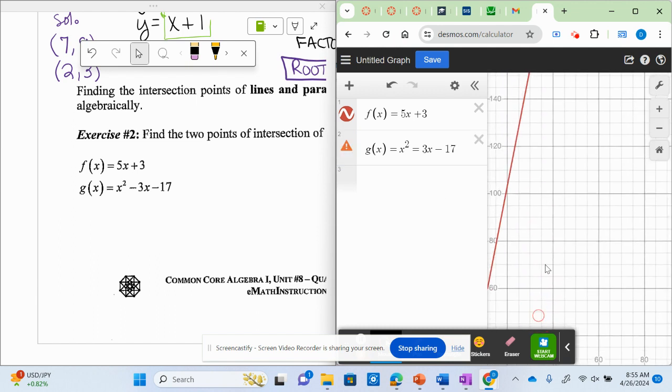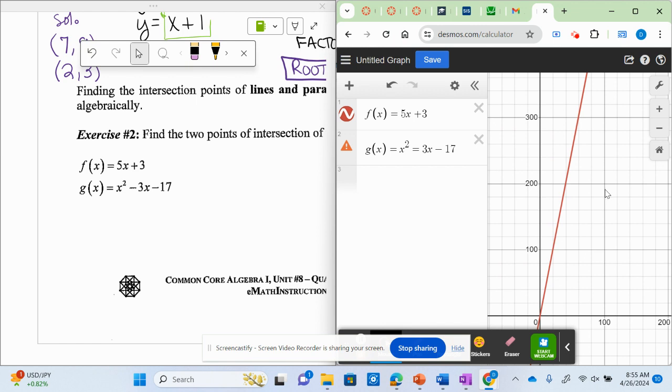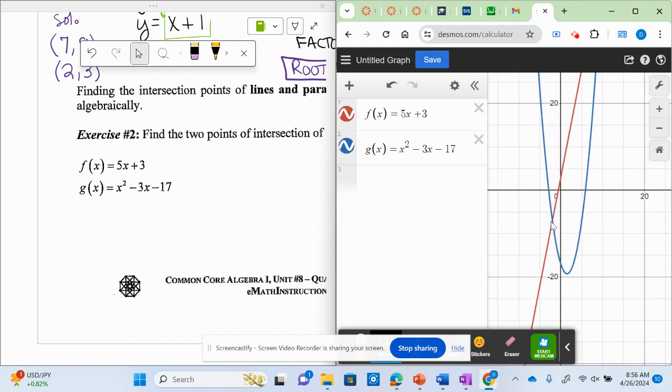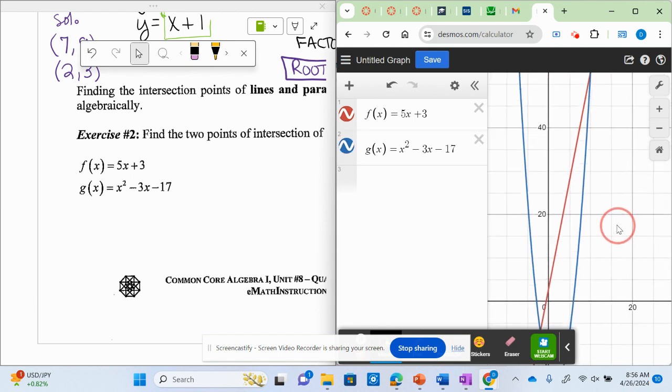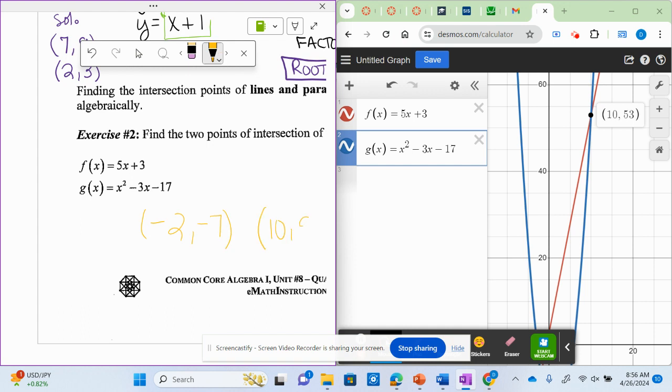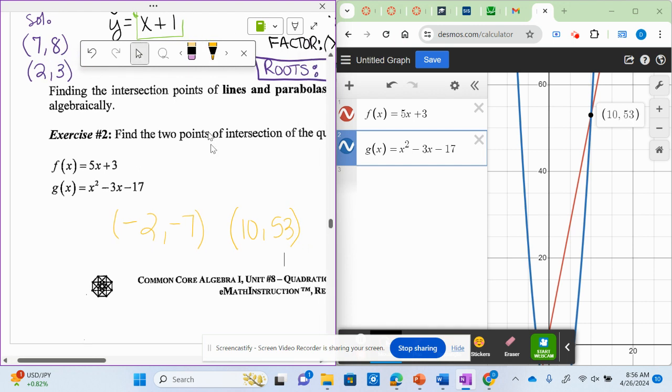So if I look at my graph, what do I see? Well, I see that the two graphs intersect. Where are the two places that these intersect? Well, what are the ordered pairs? That's one of them, negative 2, negative 7. Where's the other place that they intersect? Yeah, 10 and 53. So my solutions are negative 2, negative 7 and 10, 53. It has two solutions.